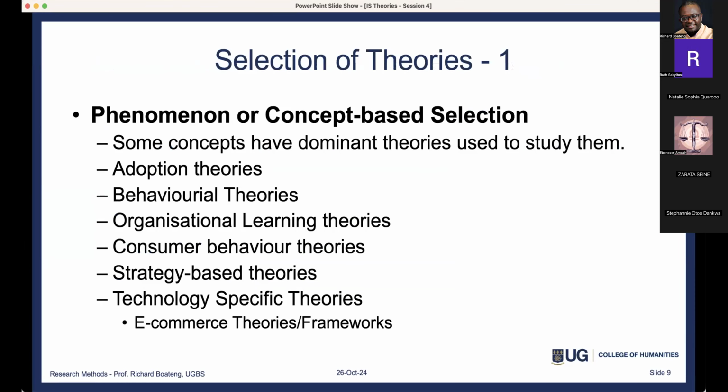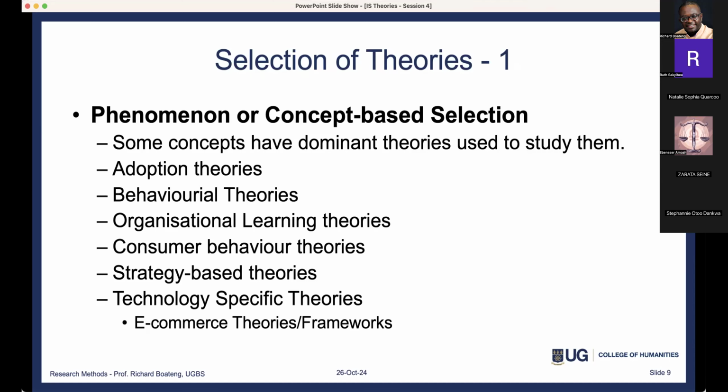Now, for every phenomenon you want to do research on, there are potential theories that have been postulated in the literature. There are adoption theories, and it depends on what type of adoption. There are technology adoption theories. There are behavioral theories, which come from psychology, or technology behavioral theories. You can add that one. There are organizational theories, organizational learning theories. There are consumer behavior theories.